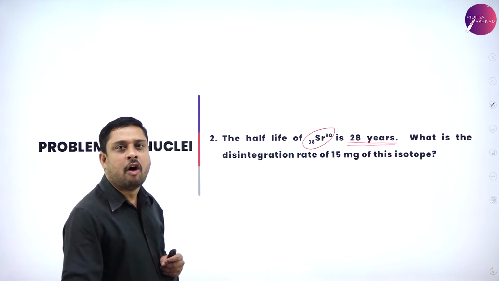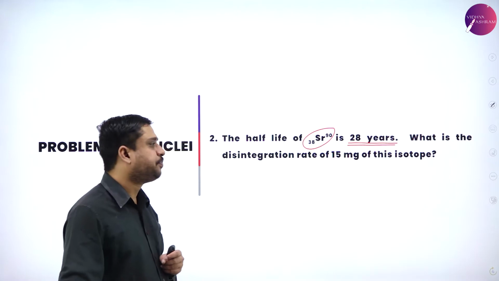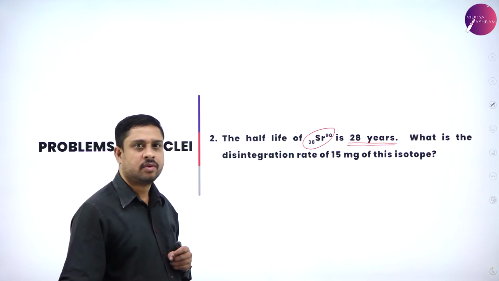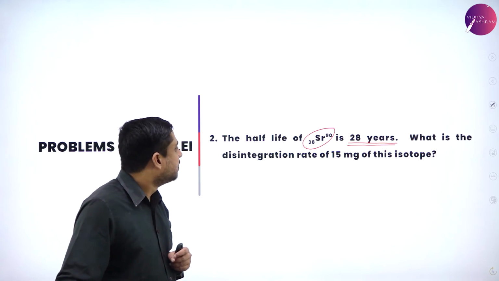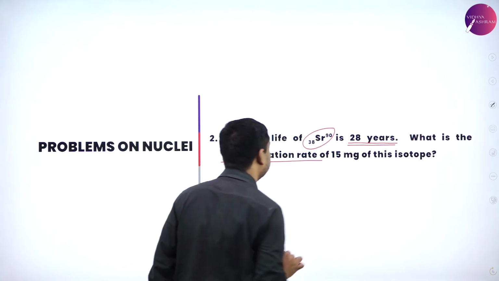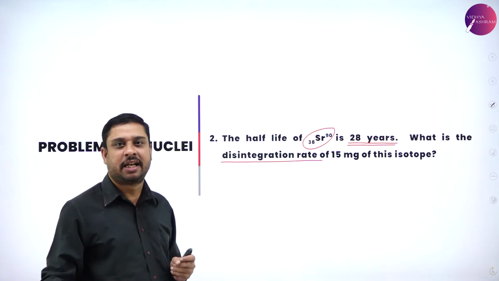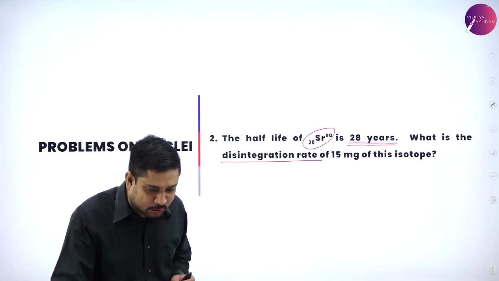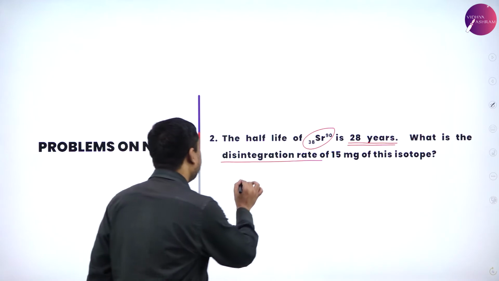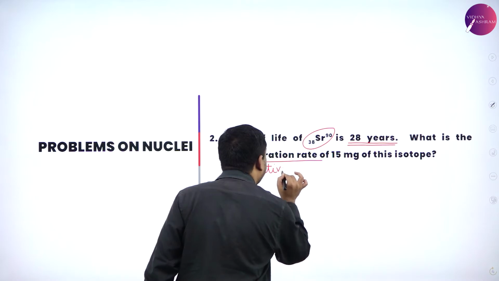Half-life of a radioactive element is given, which is 28 years. What is the disintegration rate of disintegration? What is disintegration rate? It is nothing but, again, activity of the sample.